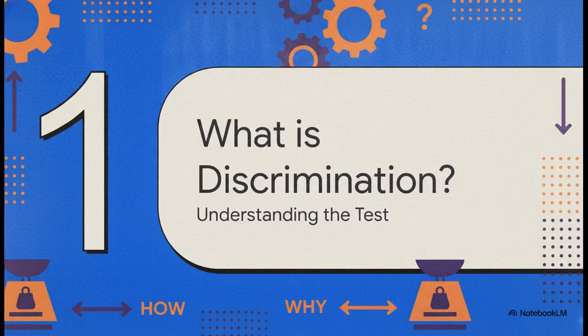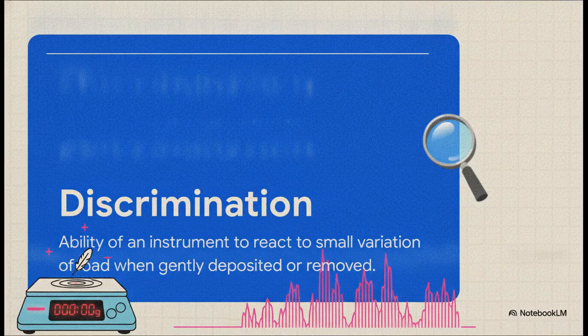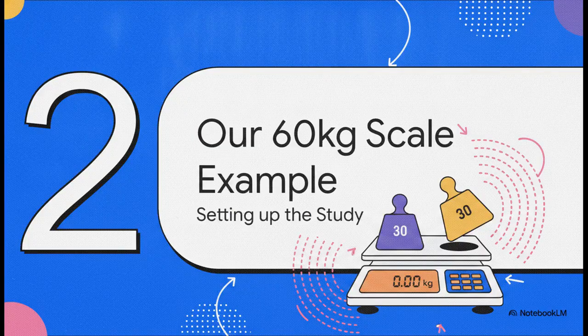So Section 1. What exactly is a discrimination test? We really need to understand the why before we get into the how. Basically, in the world of metrology, discrimination is an instrument's ability to react to tiny, almost microscopic variations in weight. Think about it. If a scale is sitting perfectly balanced and we add or take away just a hair of weight, that digital display absolutely has to register the change. Doing this test proves the scale is perfectly sensitive, which is what guarantees total fairness when we're measuring things out in the real world.